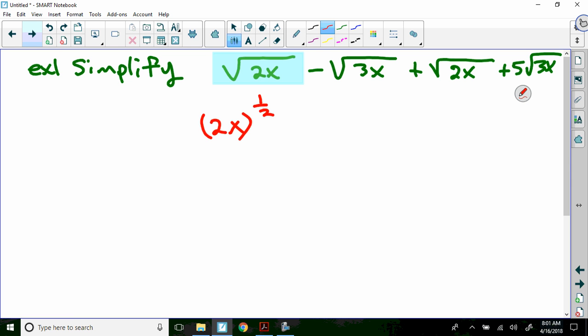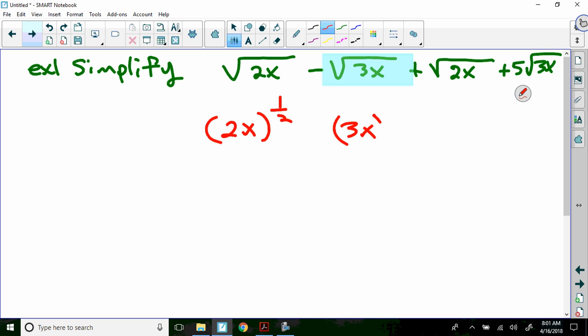Does that make sense? So if we look at that next term then, we have 3x. Here's 2x being raised to the 1/2. Here we have 3x, and 3x is also being raised to the 1/2, isn't it? So here's my question to you. Are these two terms like? Why or why not?